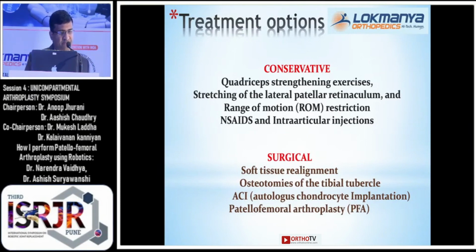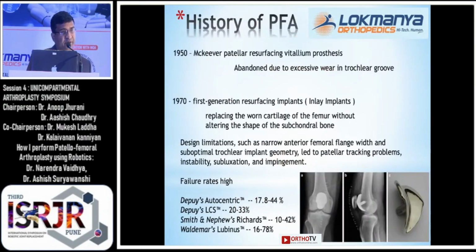The treatment options available are conservative and surgical. Surgical options are soft tissue alignment procedures, osteotomies, autologous chondrocyte implantation, mosaicplasty, and so on. And what we are interested in is patellofemoral arthroplasty. Basically, the indication is only isolated patellofemoral arthritis with failed conservative and bone conserving options.